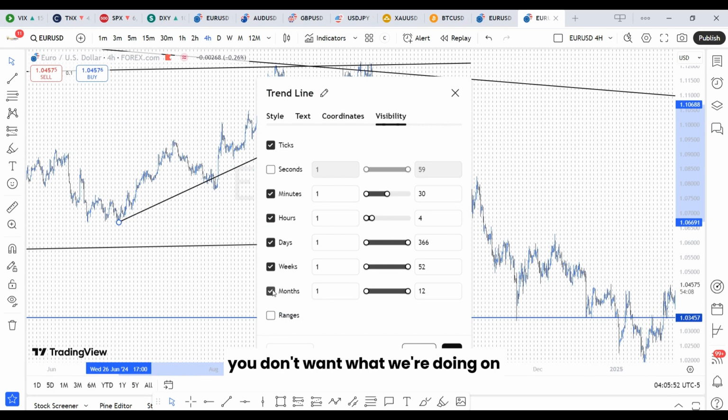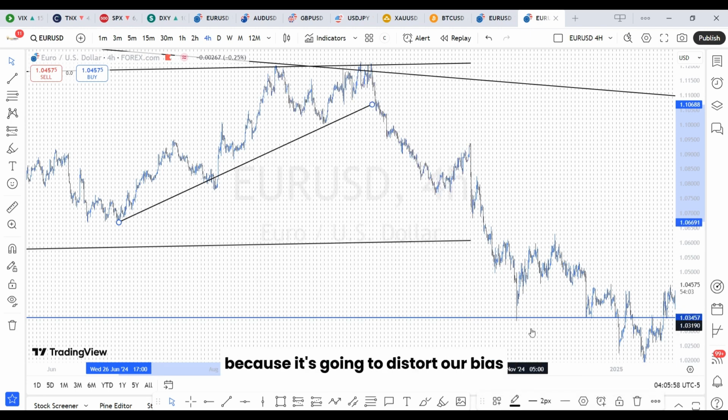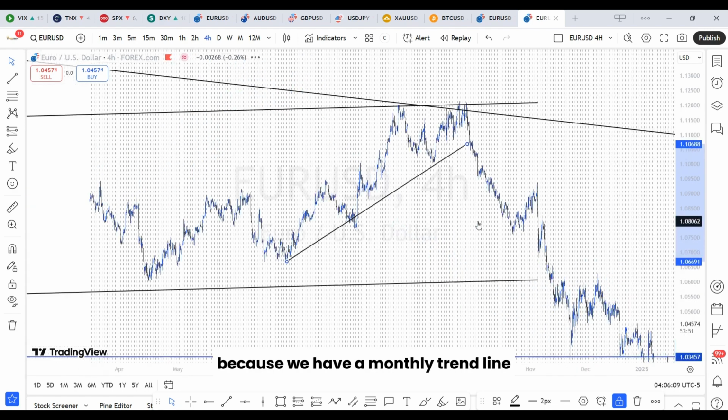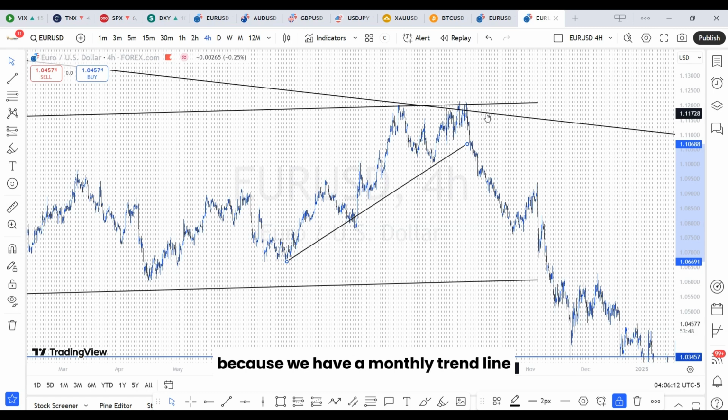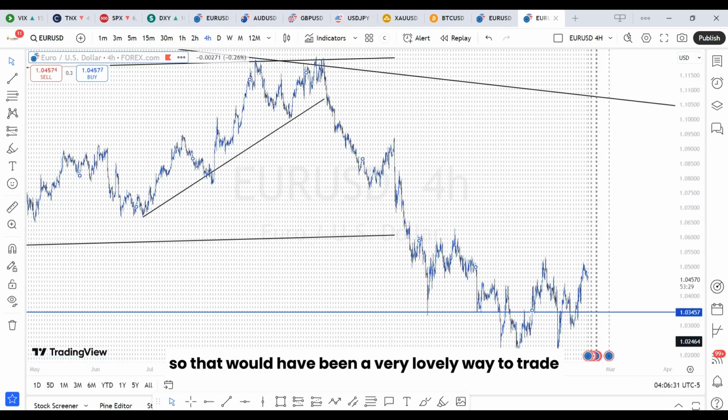And like I said, you don't want what we are doing on our lower time frame to show on our higher time frame because it's going to distort our bias or our analysis on our higher time frame. So whoever was trading trend line breakout strategy could have traded from here and known that because we have a monthly trend line, which is this trend line here that's coming all the way from here, and we have a daily bullish flag, we use that as our confluence. As we are getting this breakout, we know that the market is going to continue all the way down to this area. So that would have been a very lovely way to trade.